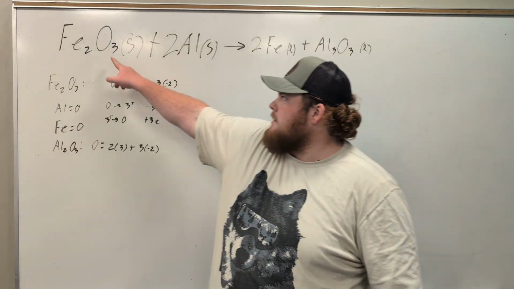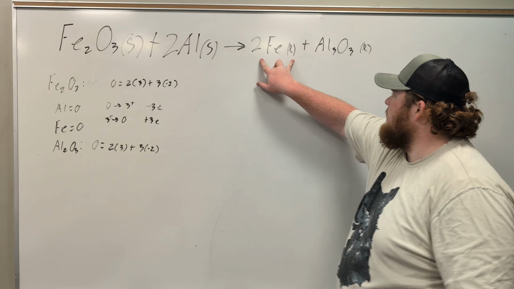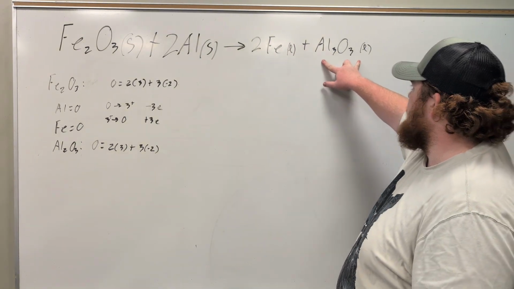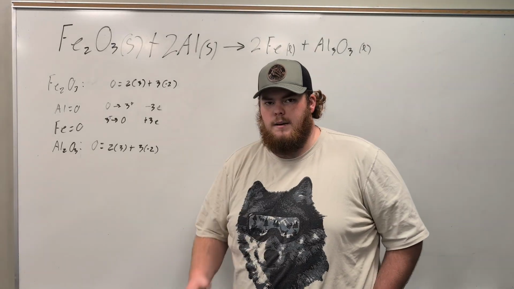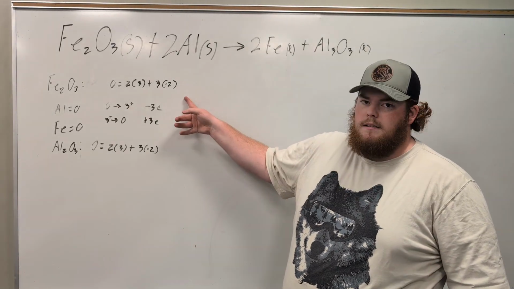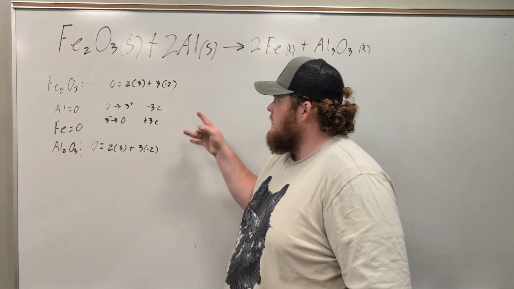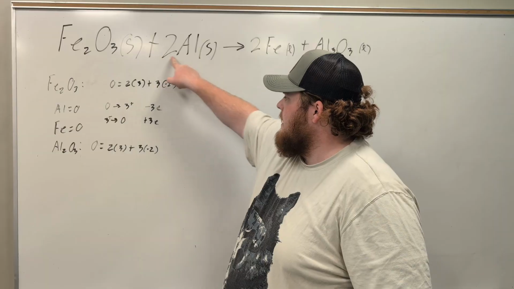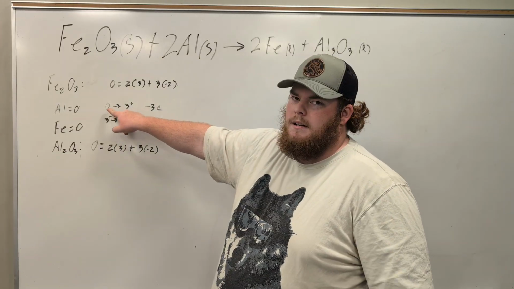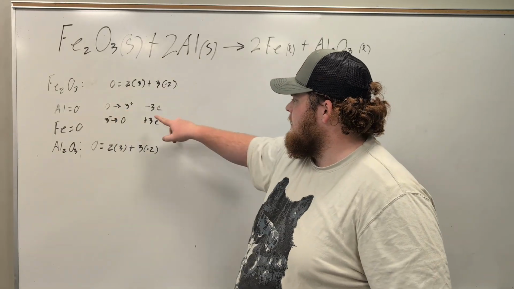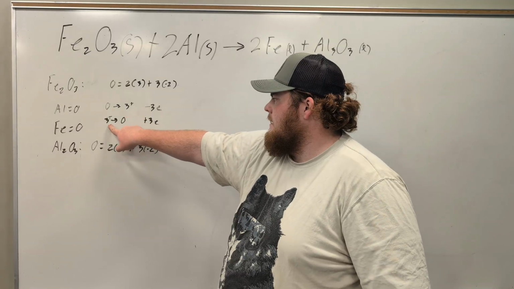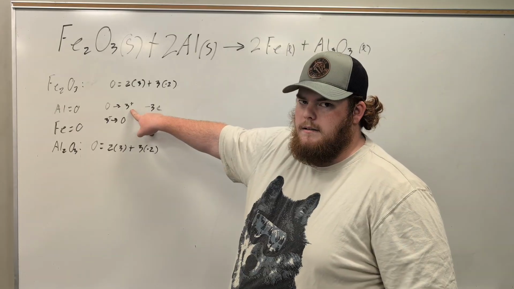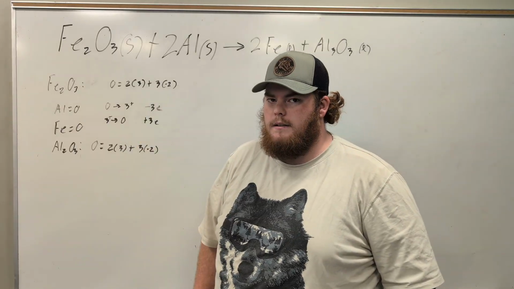During the reaction, the oxygen switches partners and we get liquid iron, because of the heat, and liquid aluminum oxide. The main mechanism for this reaction is oxidation and reduction. The iron atoms initially have a charge of 3 and the aluminum atoms initially have a charge of 0. After the reaction, the aluminum has a charge of 3 and the iron has a charge of 0, meaning the aluminum gets oxidized and the iron gets reduced.